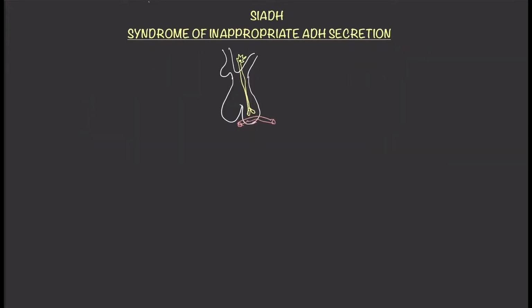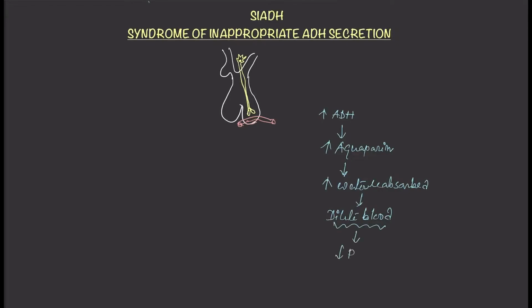In the overview of ADH function, we have seen that an increase in ADH leads to an increase in the aquaporin channels available at the DCT and collecting duct. It leads to increased water reabsorption, right? Increased water leads to formation of diluted blood, as more water is available in the blood, and this diluted blood leads to a decrease in the plasma osmolality. This decrease in plasma osmolality tends to suppress the secretion of ADH or vasopressin from the posterior pituitary, so that now less ADH will be secreted.